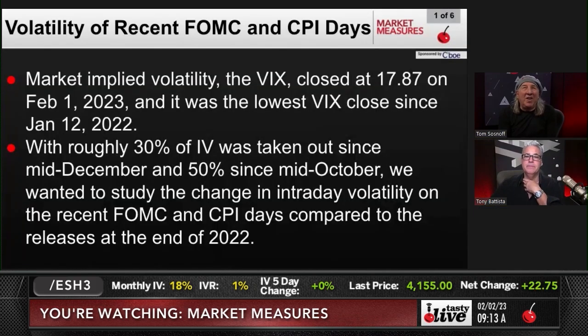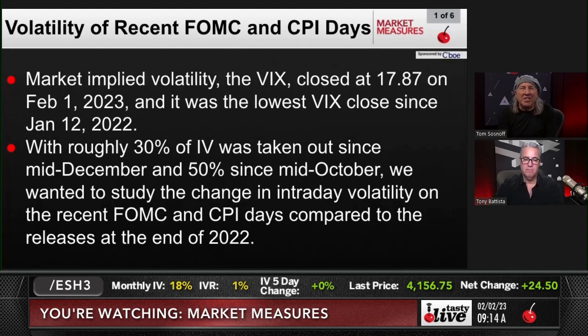Market implied volatility, the VIX, closed at 17.87 on February 1st. That's yesterday, 2023. It was the lowest VIX close since January 12th of 2022, with roughly 30% of implied volatility taken out since mid-December and 50% since mid-October. We wanted to study the change in intraday volatility on the recent FOMC and CPI days compared to the releases at the end of 2022.